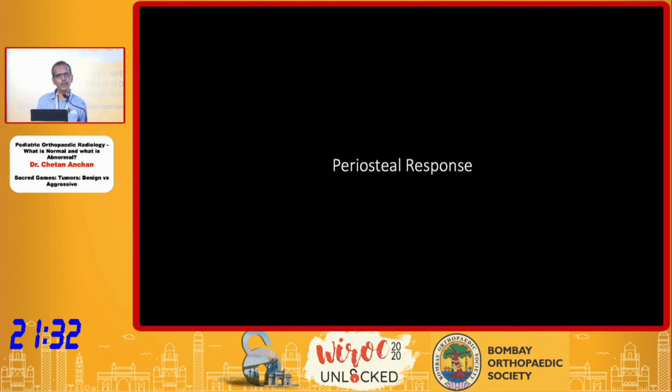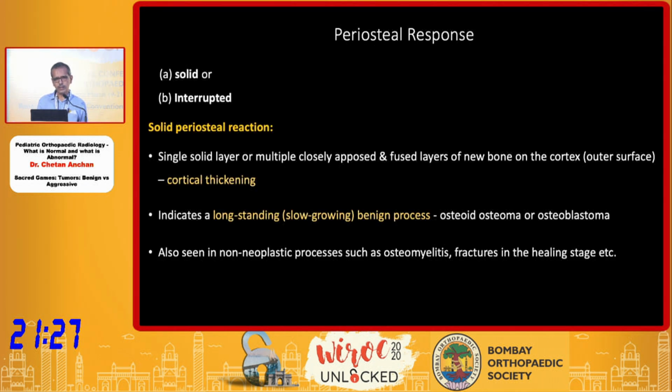Then we look at the kind of periosteal response this tumor is evoking. This has been divided into two, whether it is solid or whether it is interrupted. So when we say solid, it is basically what we would describe as a cortical thickening. So it is a single solid layer or multiple closed, opposed and fused layers of new bone over the cortex, which indicates a long-standing or a slow-growing benign process.